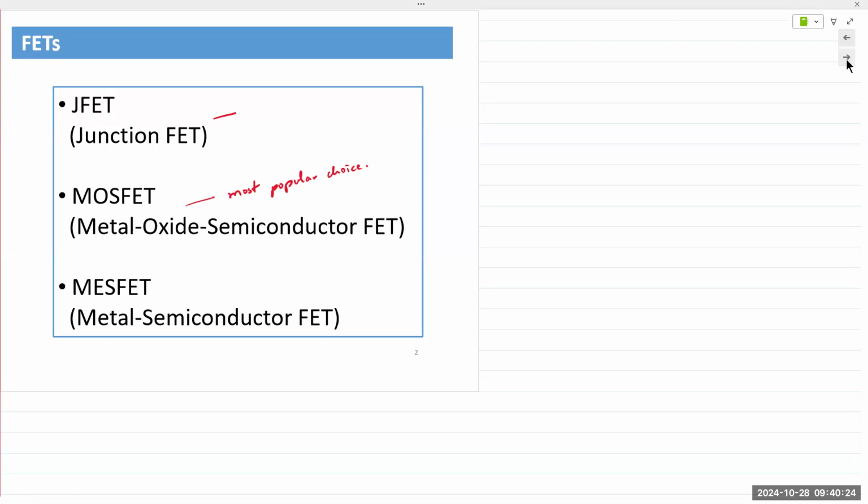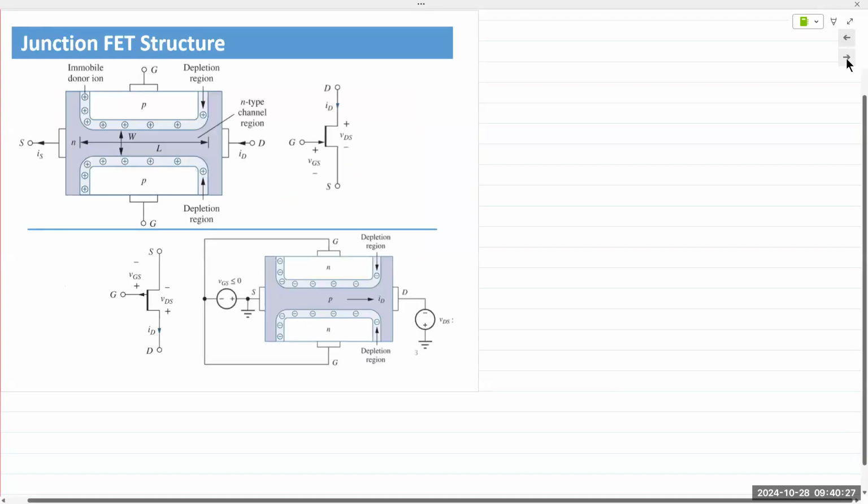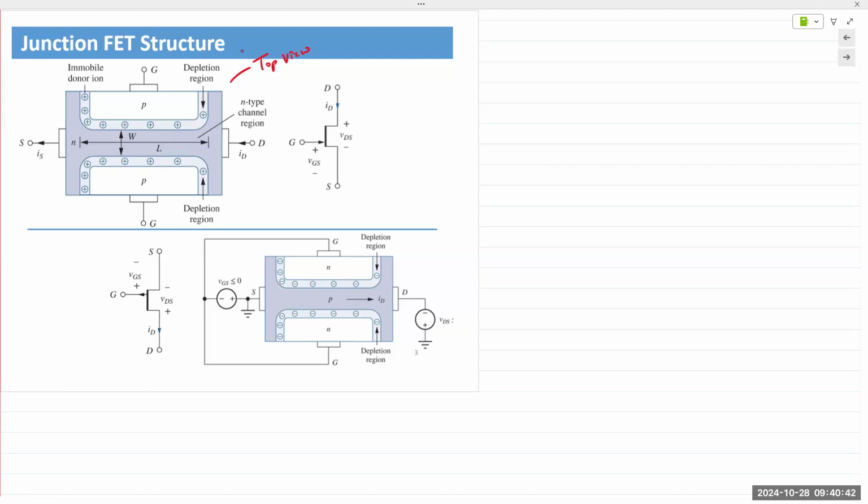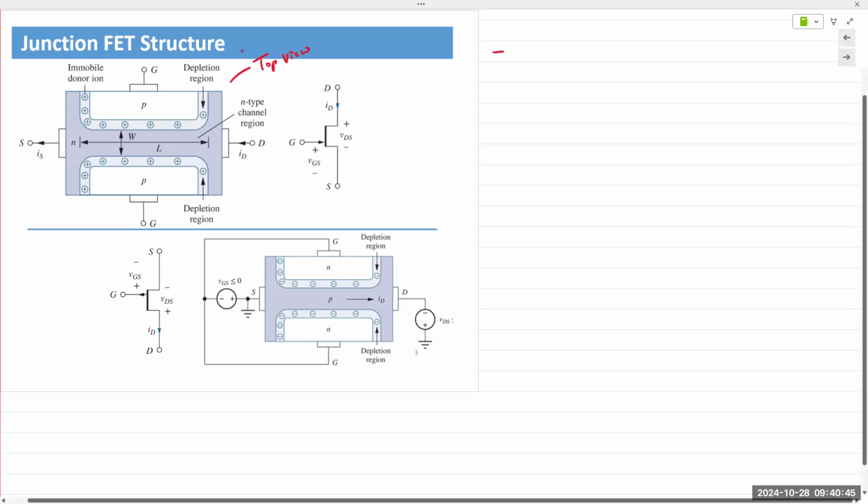Okay, so let's look at what a JFET looks like. So here is a top view of a typical JFET transistor. JFET is a three-terminal device. The terminals are labeled as gate, drain, and source. Okay, gate, drain, and source.